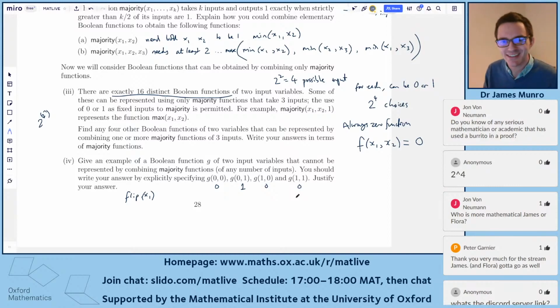They've got this property that they're more likely to be 1 the more 1s you give them as inputs. So if you increase an input from 0 to 1 for a combination of majority functions, then the output is more likely to be 1. Cool. Okay.